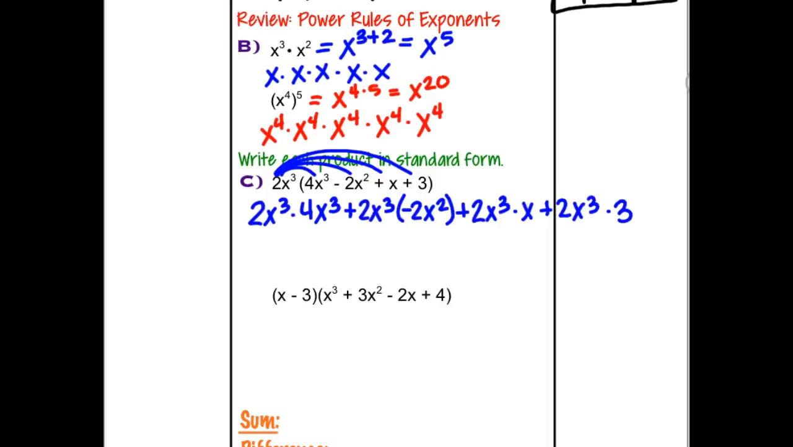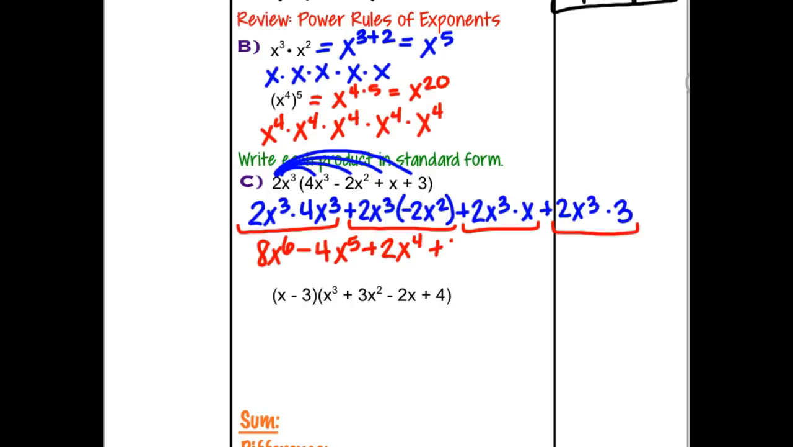Now when we start multiplying that all out, 2x cubed times 4x cubed is 8x to the 6th, because 3 plus 3 is 6. 2x cubed times negative 2x squared is negative 4x to the 5th. 2x cubed times x is plus 2x to the 4th. And 2x cubed times 3 is plus 6x cubed. All of those have different powers, therefore leaving us with our solution.